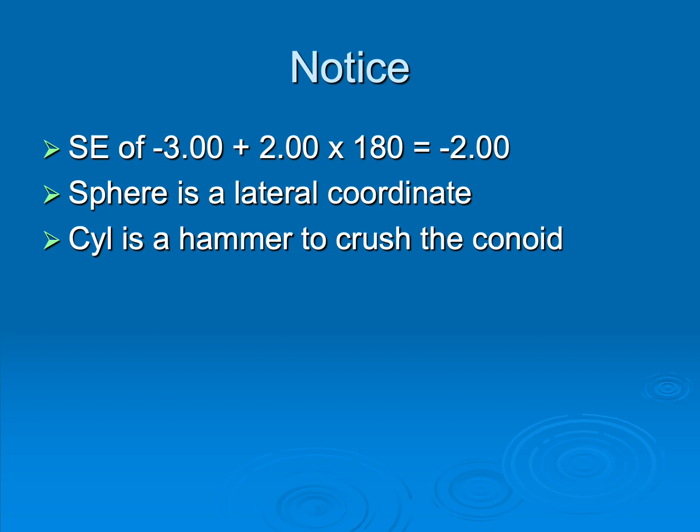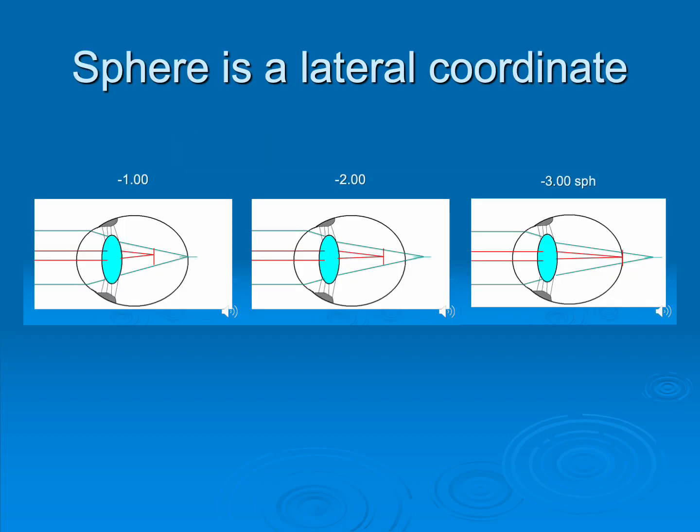I want you to start thinking of the sphere as a lateral coordinate, something that I can move that conoid laterally anywhere I want it. And I want you to think of the cylinder as a hammer, and we're going to crush the conoid just like you were stepping onto a soda can. So to demonstrate that, here we have -1, -2, -3 sphere. As you can see, the more minus I put into the sphere, the more I am shifting that conoid to the right, away from the cornea.